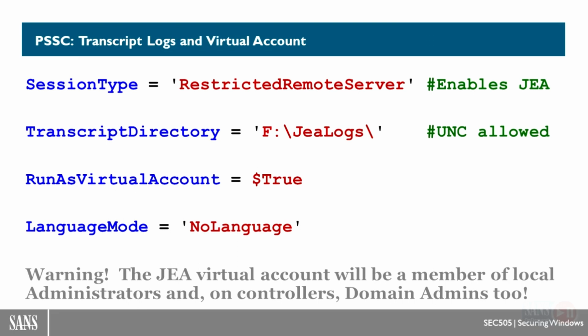Run as virtual account is where the magical elevation occurs. If you set run as virtual account to false, that means you will remote in as yourself, let's say as Alice or Bob, and you'll execute commands as yourself. Meaning, if you're not a member of the administrators group, there's no magical elevation. So run as virtual account equals false means no magical elevation of your privileges.